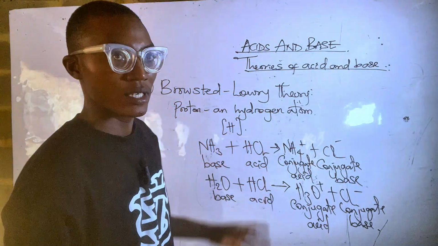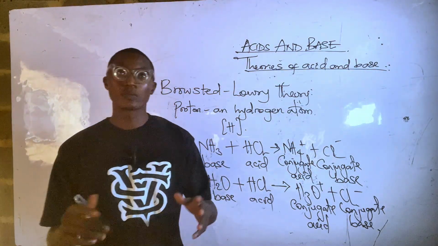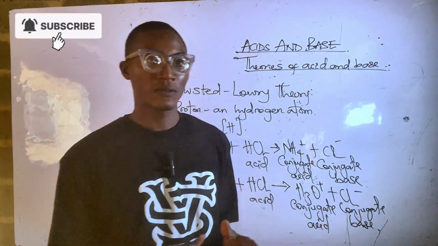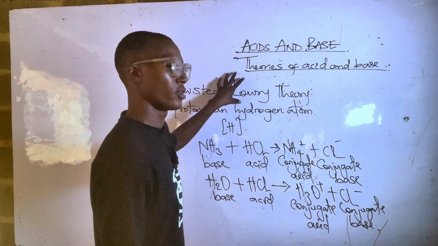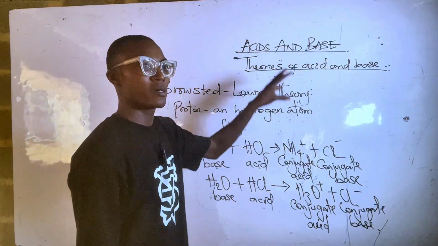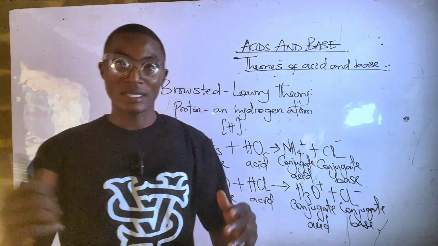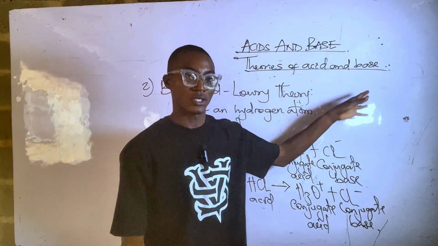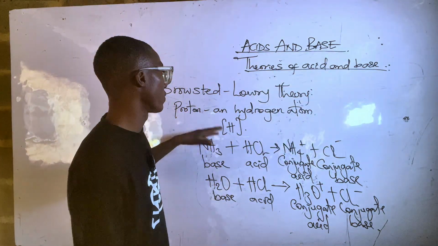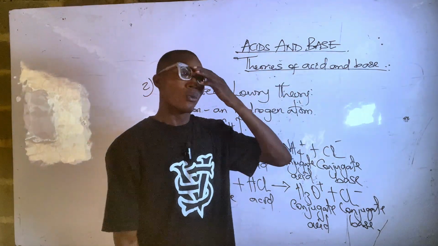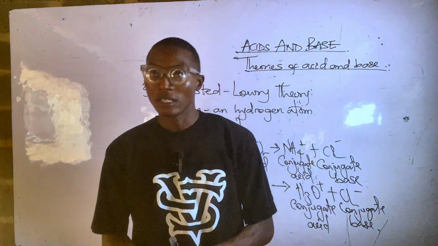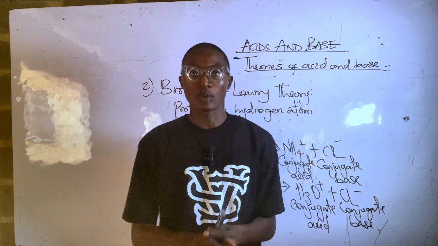Definition, another definition of acid and base according to Brønsted-Lowry. So you do not have to limit yourself to only Arrhenius theory. A lot of people don't know that the major definition of acid and base that they know is that given by the Arrhenius theory. So you also have the definition of the Brønsted-Lowry theory, which is always tested in WAEC, most especially in your UTME and in your post-UTME.